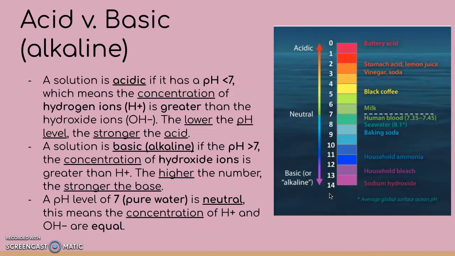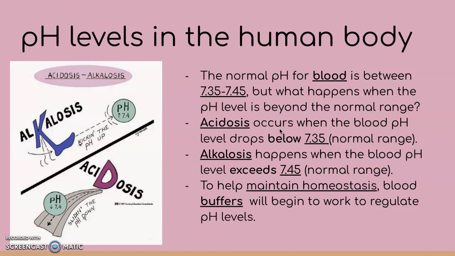And for a basic solution, the pH level has to be greater than 7. And same thing, but this time the concentration of hydroxide ions is greater than the hydrogen ions. And the higher the number, the stronger the base. And then we have our neutral, which is the pH level of 7, usually pure water, and the concentration of our hydrogen ions and hydroxide ions are equal.